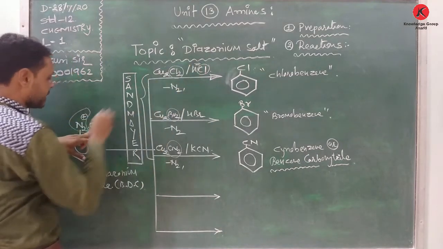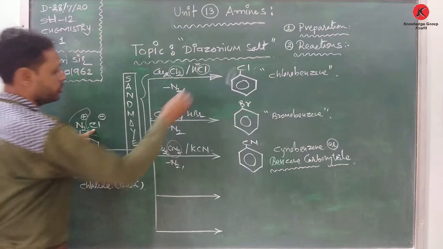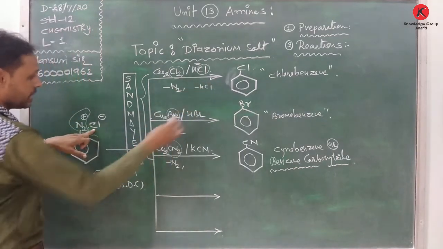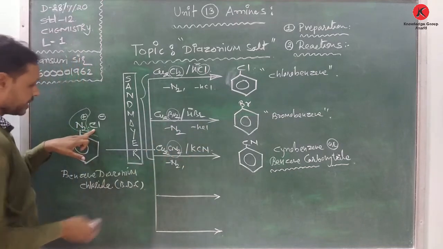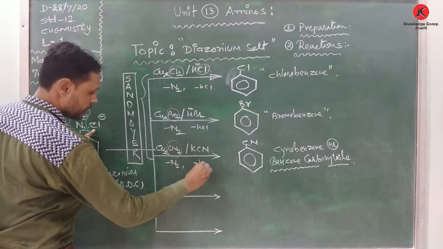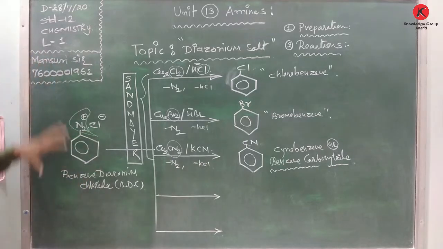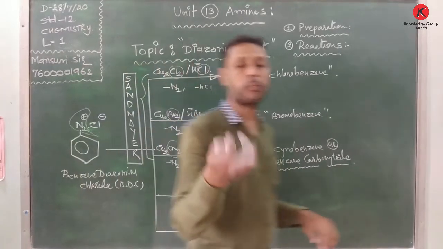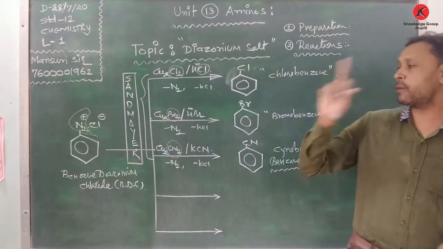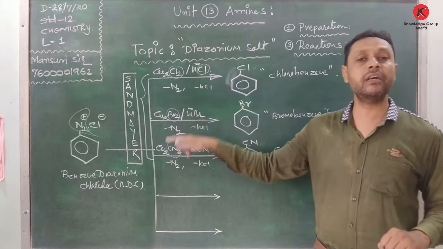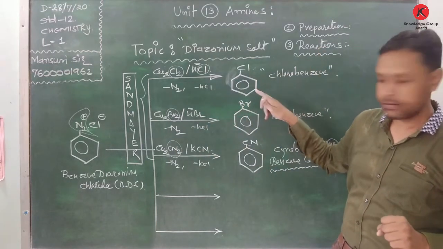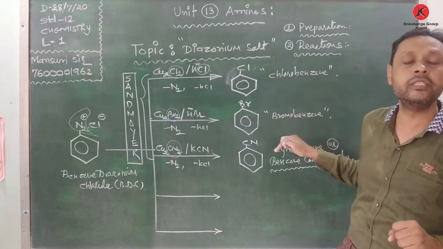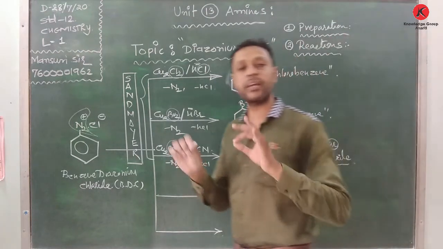That is why in all cases, HCl will be removed. Here HCl, here KCl. So we can say that when benzene diazonium chloride reacts with the mixture of Cu plus chloride plus HCl, Cu plus bromide plus HBr, and Cu plus cyanide plus KCN, then chlorobenzene, bromobenzene, and cyanobenzene will form respectively.